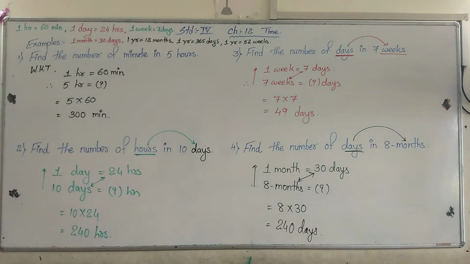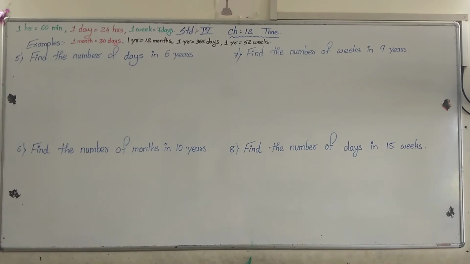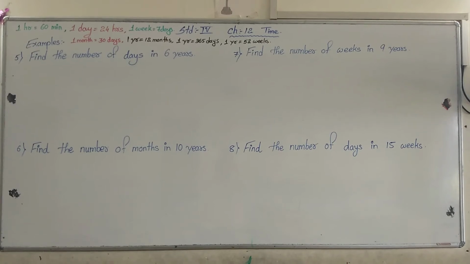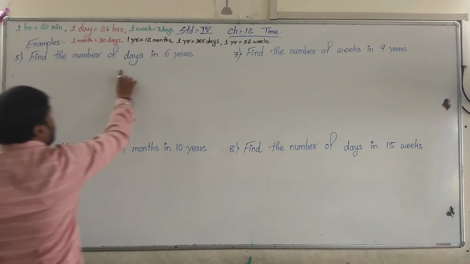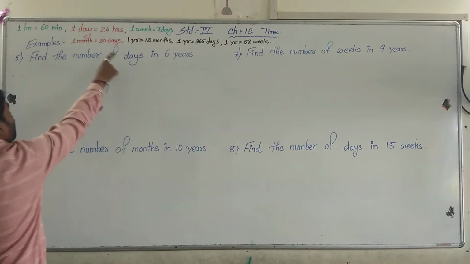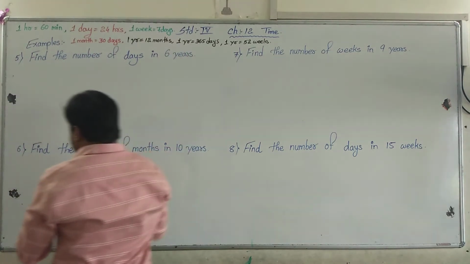It's very easy to solve that. So moving ahead with an example. Find the number of days in 6 years. Now we are dealing with days and year. So search the conversion for days and year. Years and days are given to you.